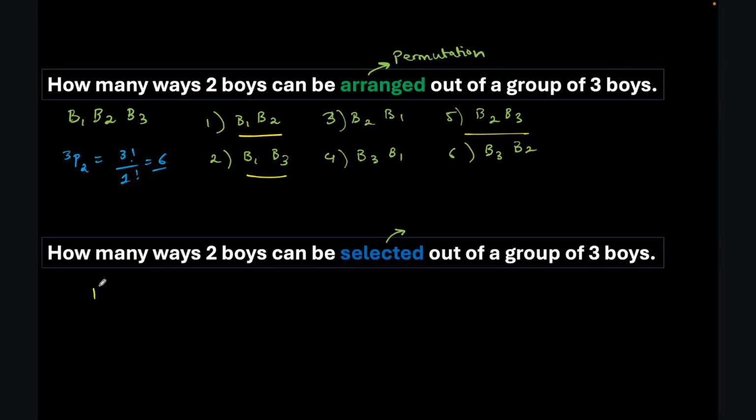So how many selections can we have? Well, it's boy 1, boy 2; boy 2, boy 3; and boy 1, boy 3. And here, what we've essentially done is we've taken the permutation 3P2 and divided it by the number of arrangements, 2 factorial.